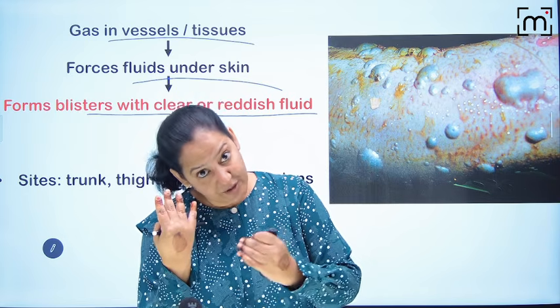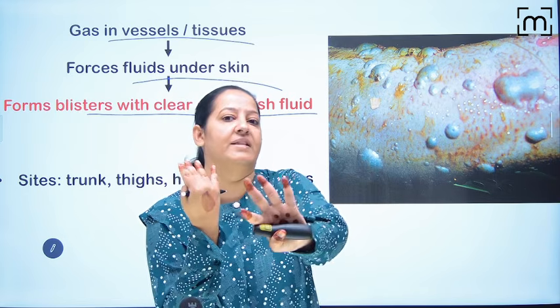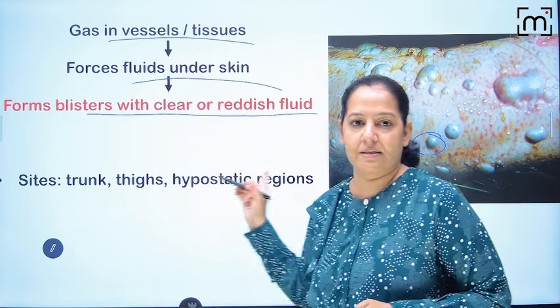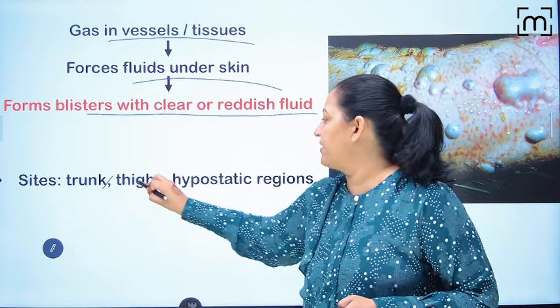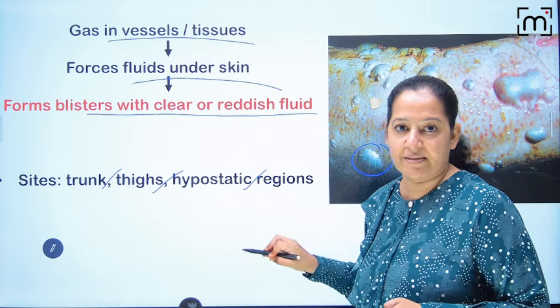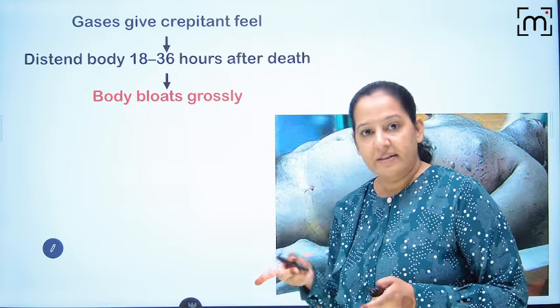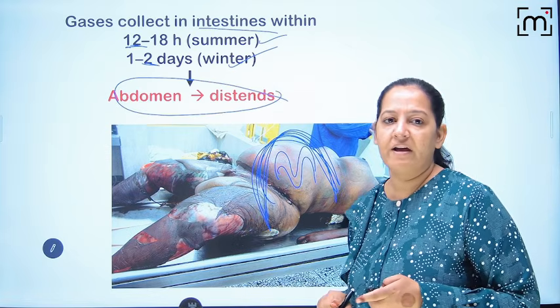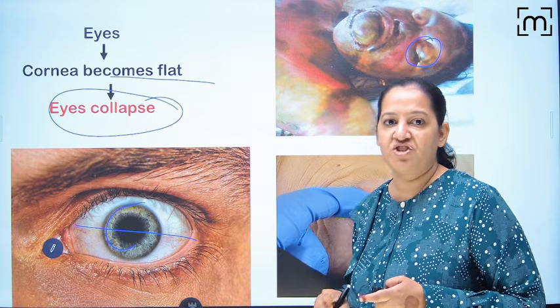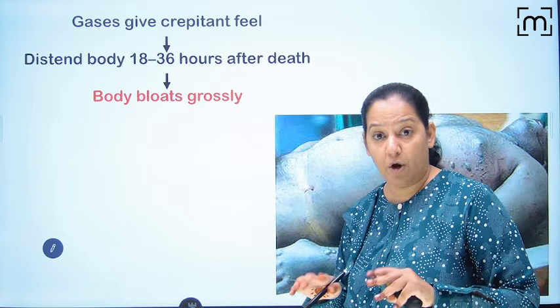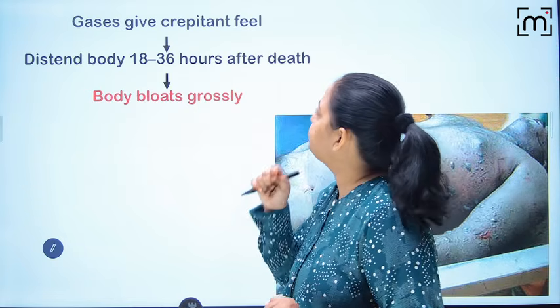So gas is there in the tissue, which is forcing the fluid in the skin and giving these blisters. Appreciate, there are blisters in the skin, mostly on the trunk, thigh, and hypostatic regions, the stained regions. This is all due to gas. So what we have learned: first abdominal distension, then cornea flattening, then blisters in the skin. Now, what is the fourth thing?